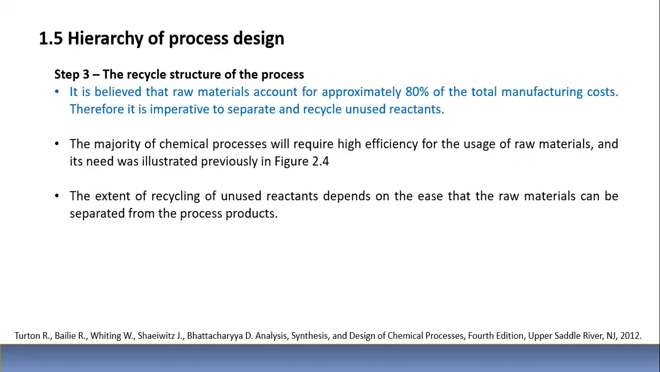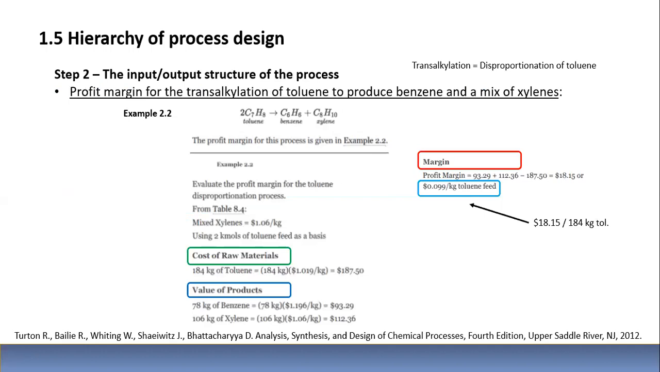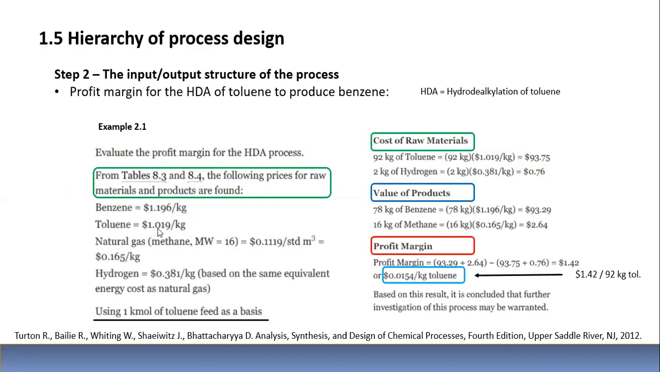Okay, now step number 3 is the recycle structure of the process. Why is it important to have a recycle line? Because, as you're seeing here, the cost of raw materials is very expensive. The cost of toluene is very close to the cost of benzene. So if you can recover toluene downstream and send it back to the feed line, you will save a lot of money. That's why you need to have a recycle stream.